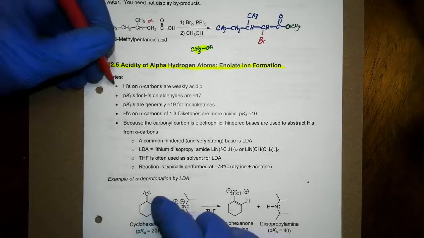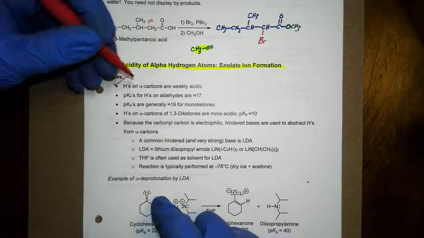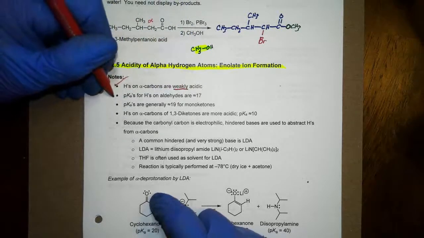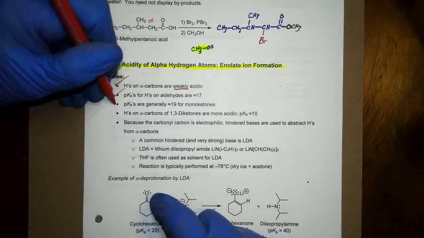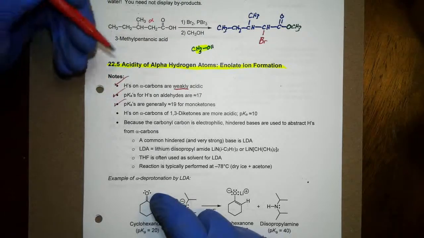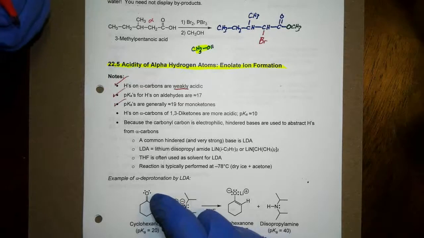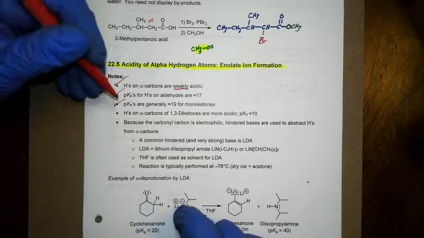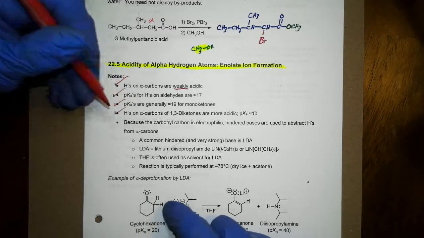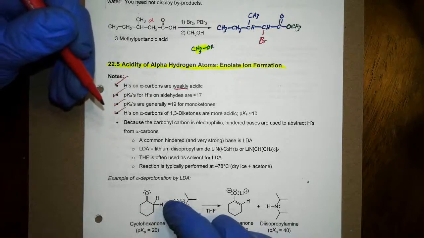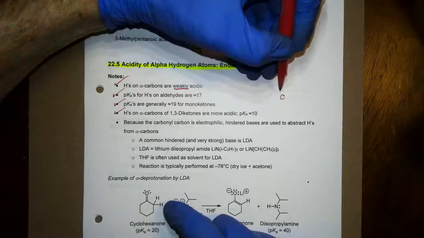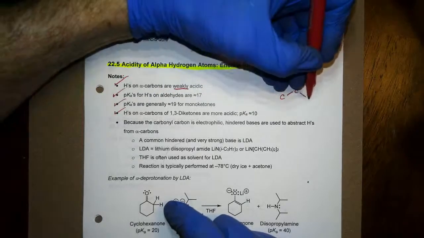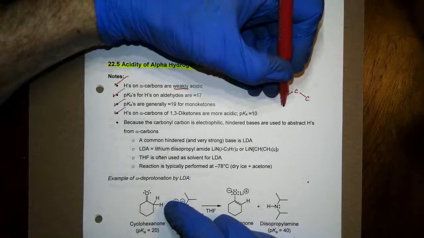First of all, you may remember that the protons on alpha carbons are weakly acidic. The pKa's for the ones on aldehydes are about 17, and on ketones about 19, give or take. So they're very weakly acidic. And then we'll see later, not much later, but later, that the protons on alpha carbons are more acidic in 1,3-diketones. Let me just draw a generic structure of one of those.